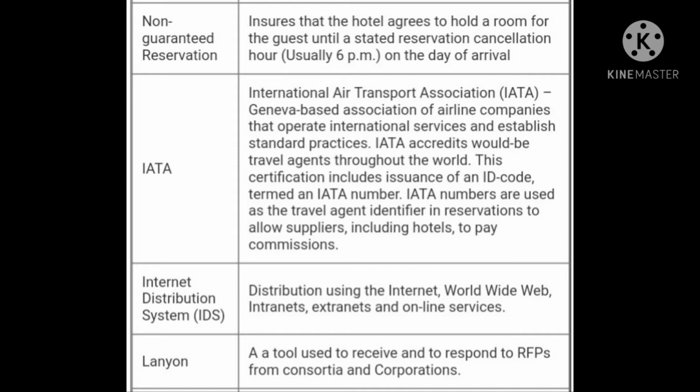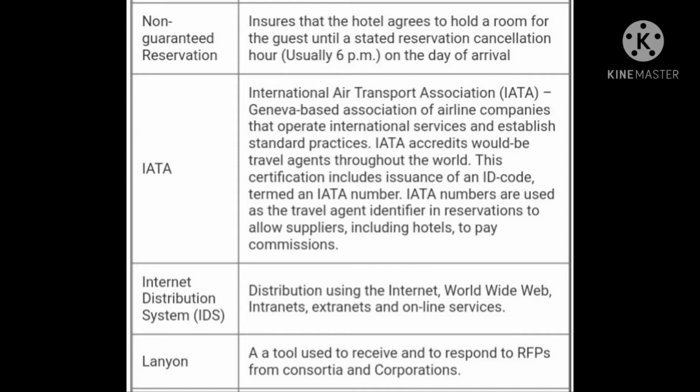Next, the IATA or International Air Transport Association. A Geneva-based association of airline companies that operate international services and establish standard practices. IATA accredits would-be travel agents throughout the world.